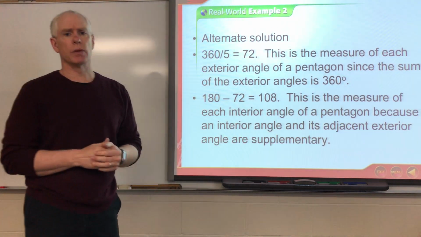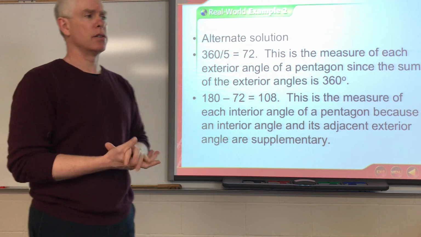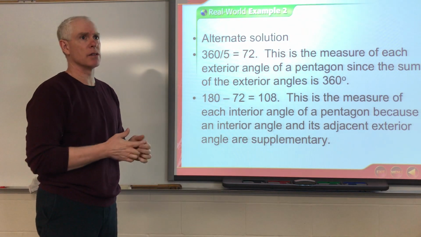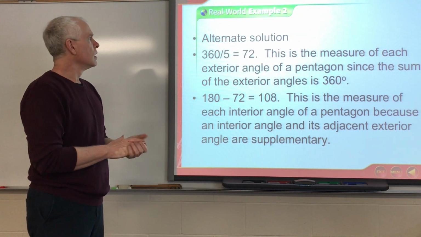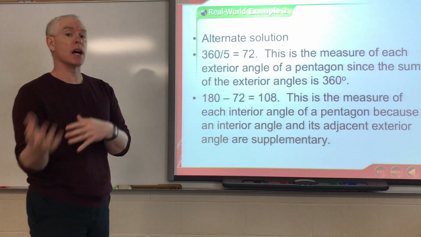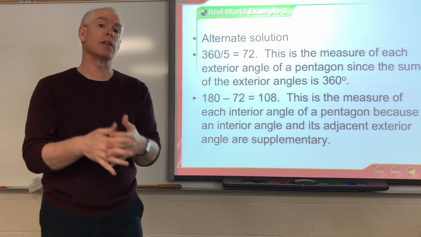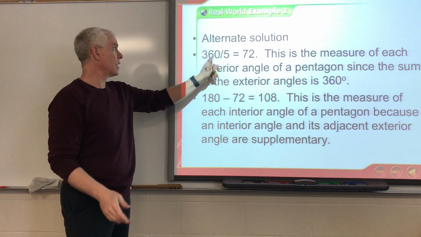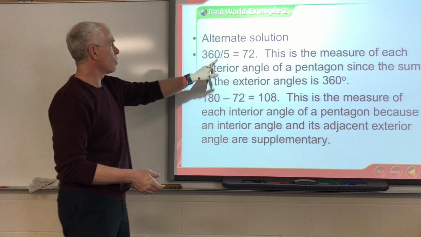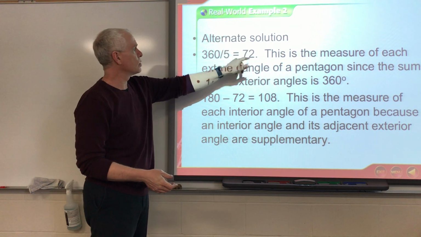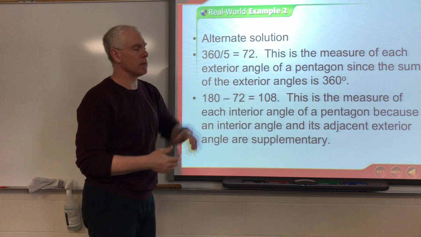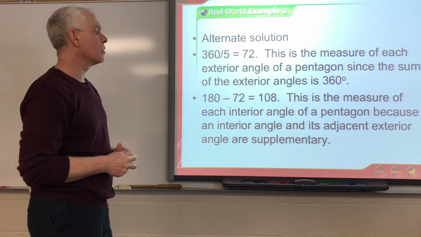An alternate way of doing this, guys, is to involve the exterior angles. I do this because I know that the exterior angles always add up to 360 degrees. Less for me to remember. So one way of doing this is to take 360 and divide it by 5, which would give me one exterior angle. Because again, I know that the exterior angles add up to 360. I know there's 5 sides in this pentagon. So I divide by 5, and I get 72. So that's the measure of one exterior angle.